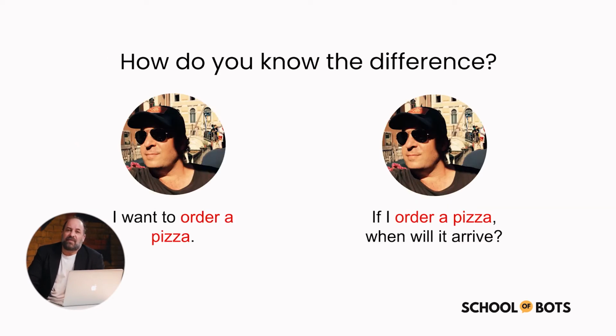In this example, if a user says, "I want to order pizza," you would probably send them into an order flow. If the user says, "If I order pizza, when does it arrive?" it's a question. And the user would be expecting an answer about delivery. See, both messages contain the keywords "order a pizza," but the intent of the user is different. And you can use Dialogflow to know the difference.